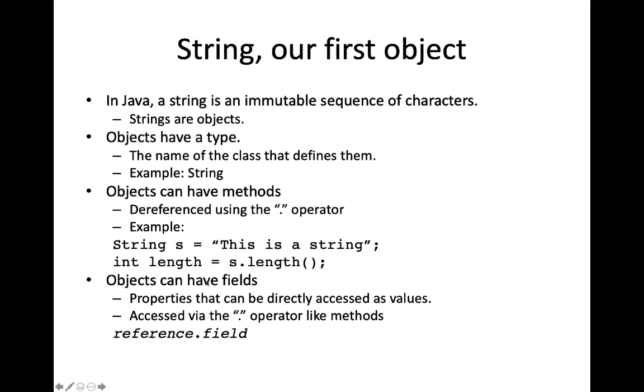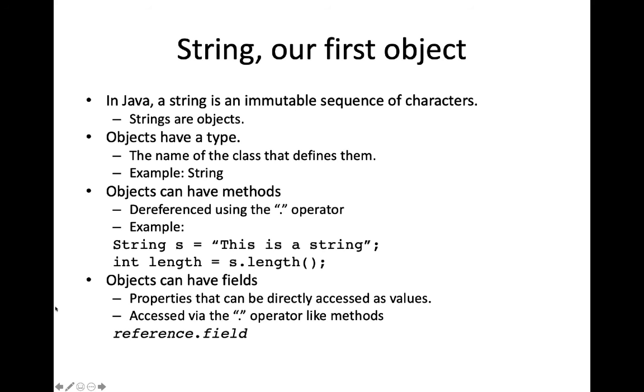And now, if I want to know how long that string is, I can take s, the reference to my specific string, then dot, the dereferencing operator, and then the name of an instance method. Instance methods only make sense in the context of a specific object. So you can't say String.length, capital S String.length. That doesn't make any sense. You can't ask the class what its length is. You need to ask a specific string what its length is.